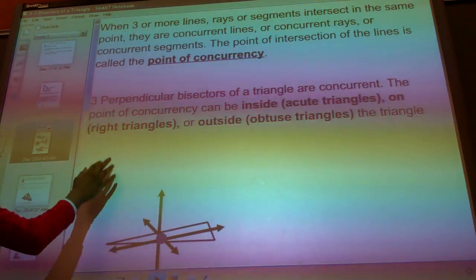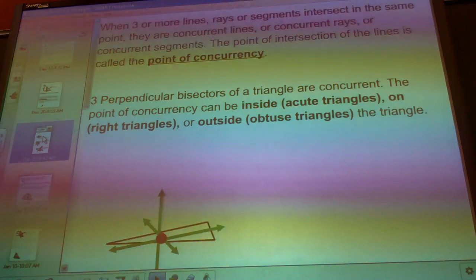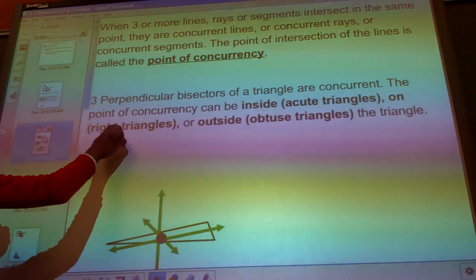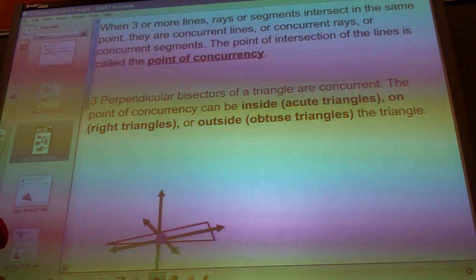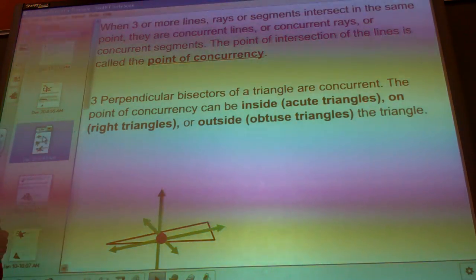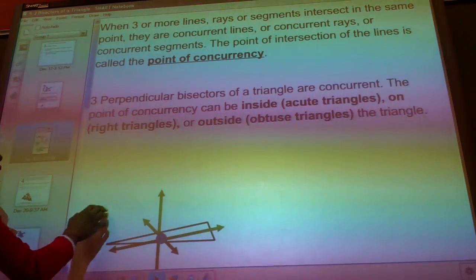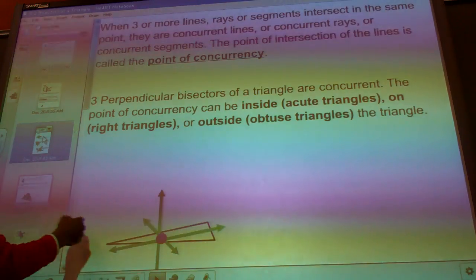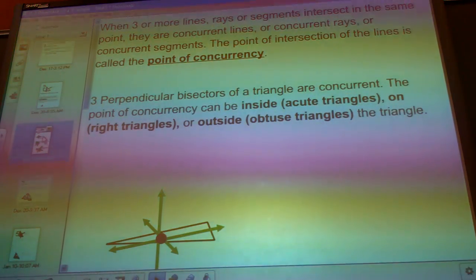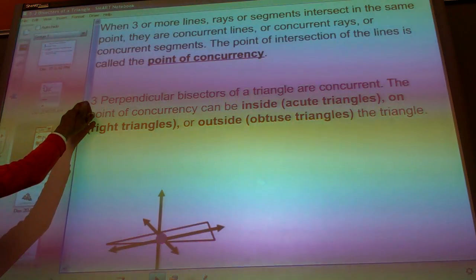Here, on this particular example, the three perpendicular bisectors of a triangle are concurrent. The point of concurrency can be inside, outside, or on the triangle. If it's inside, like this one here, it's an acute triangle. If it's outside, it will be an obtuse triangle. If it's a right triangle, the point of concurrency will be on the triangle. Well, what do we mean by point of concurrency?